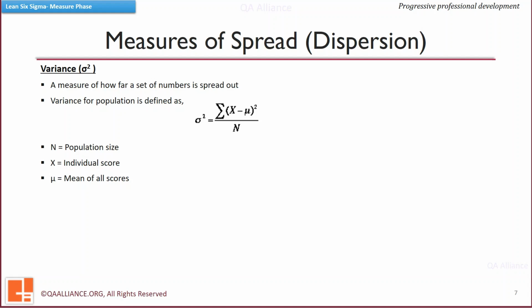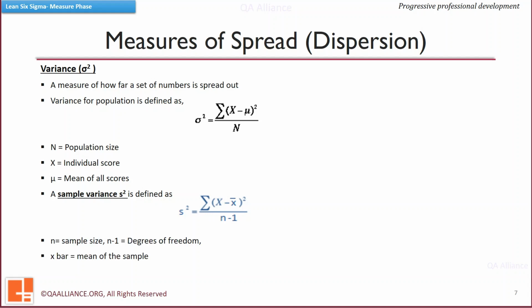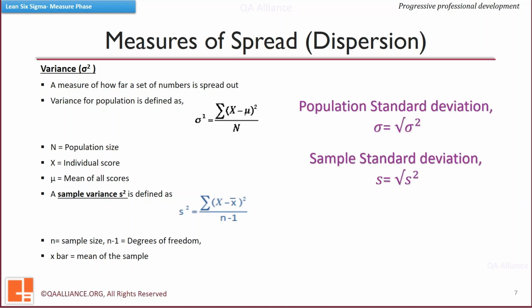We can calculate the sample variance in a similar way. The only difference is that here we divide the summation of squared differences from the sample mean by small n minus 1. Here small n is the sample size and n minus 1 is known as the degree of freedom. Now we can easily calculate the standard deviation as the square root of variance.